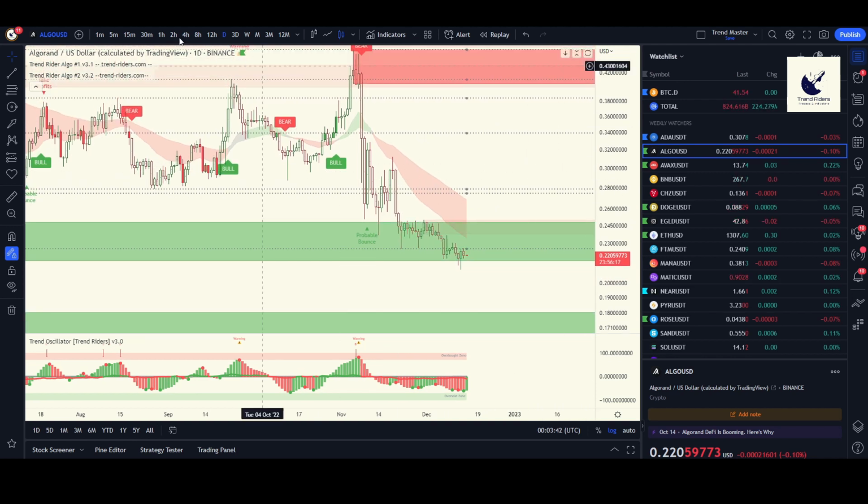This is if I want to go to a lower time frame, because most of the time I could just stay on the daily and buy here with very little leverage or no leverage and hold for a few days or weeks with a stop loss, of course.